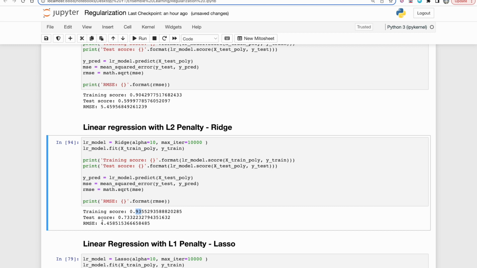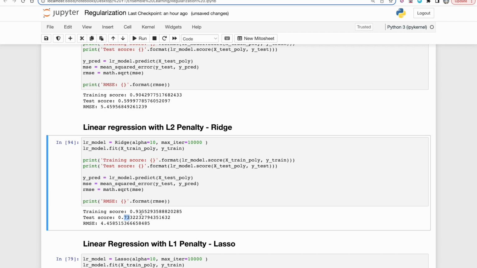93% training and test has increased from 59 to 73%. That means I'm reducing the variance, right? By reducing the variance, my test score is also increasing now. I'm reducing the variance, increasing bias a little bit. My test score is improving.